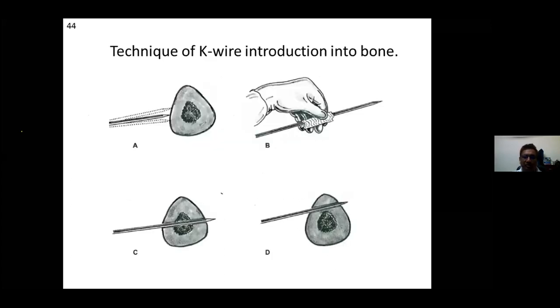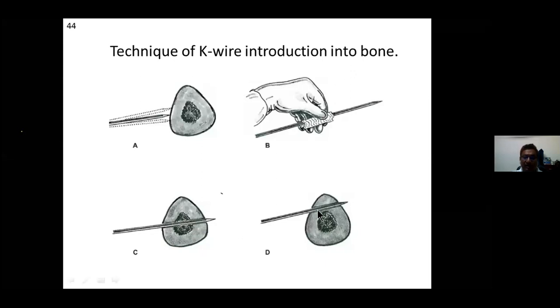Technique of K-wire introduction into the bone. Here, the wire tip is moved slightly vertically to make sure it is not on the bone slope and will not slide downward or upward when drilling. The wire will be gripped by a wet sponge. Then you will drill the wire through the bone, both sides of the cortex, passing through the bone canal and bone marrow transmedullarly.